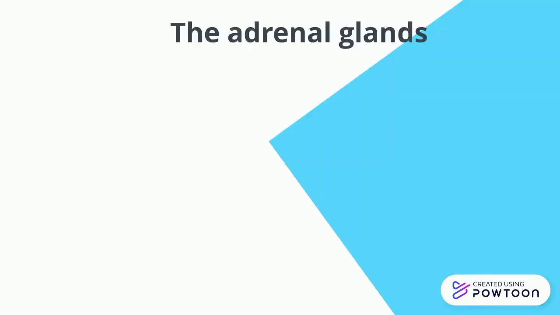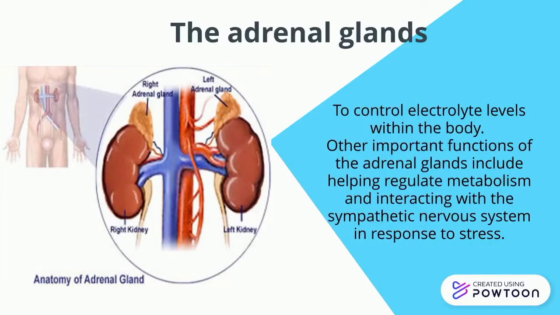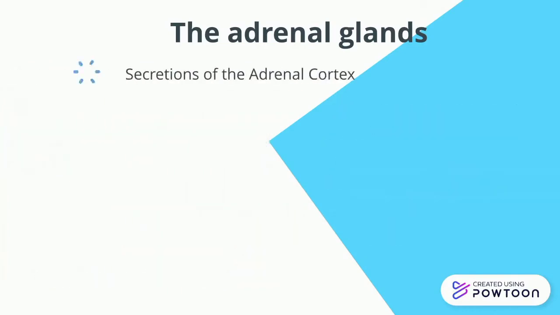The adrenal glands. One of the primary functions of the adrenal glands is to control electrolyte levels within the body. Other important functions of the adrenal glands include helping regulate metabolism and interacting with the sympathetic nervous system in response to stress. Secretions of the adrenal cortex.